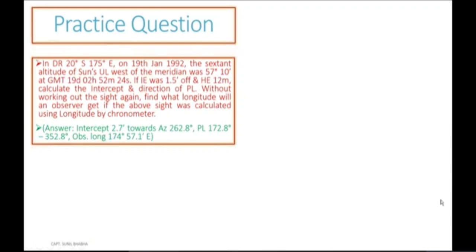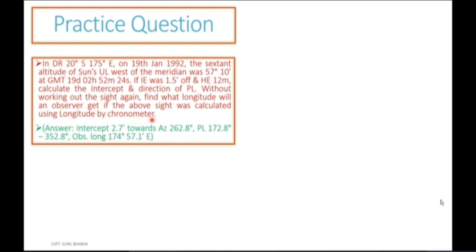Now coming to the second part of the question. The second part says, without working out the site again, find what longitude will an observer get if the above site was calculated using longitude by chronometer.